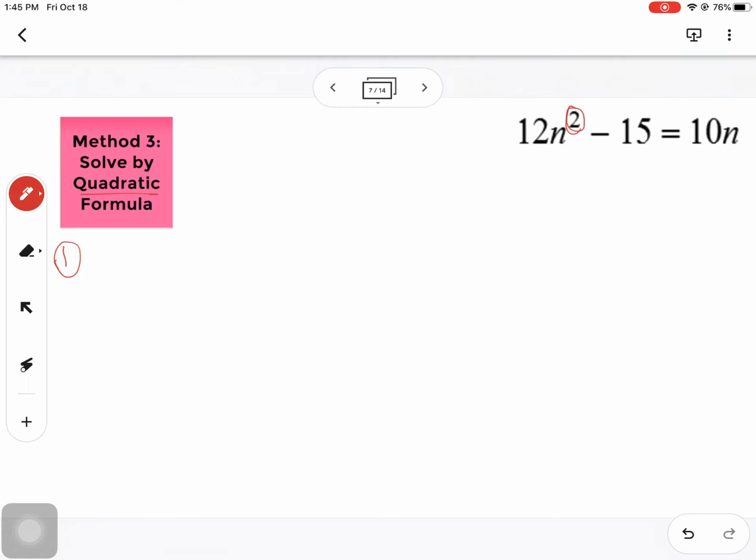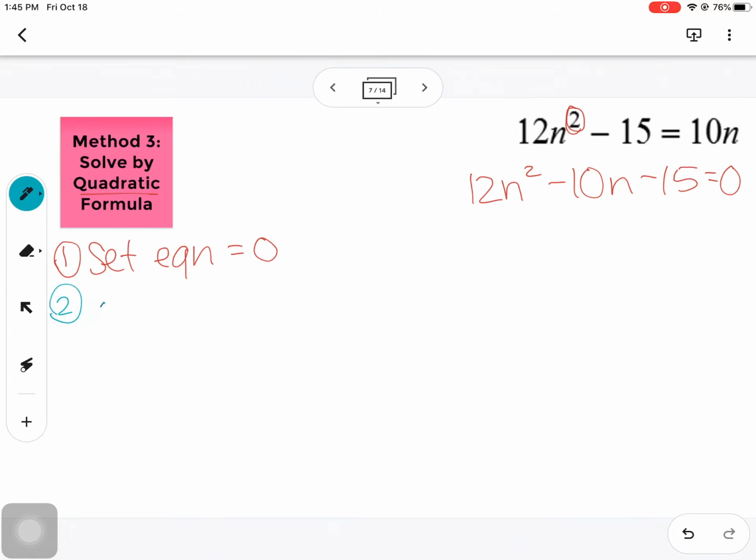If you're going to use the quadratic formula, you do have to set your equation equal to 0 first, just like when you're factoring. So here I'll move that 10n over. So it's 12n squared minus 10n minus 15 equals 0. And then you're going to plug everything into your quadratic equation. You will have to have this memorized. You should have seen it before in Algebra 1. I will give you slightly more complicated ones than you saw back in Algebra 1, but this formula right here has to be memorized.